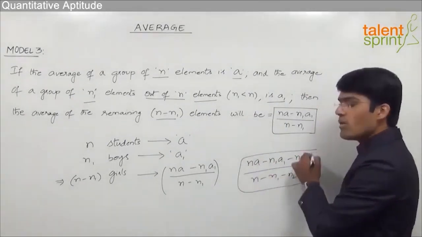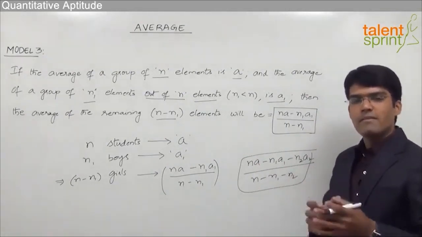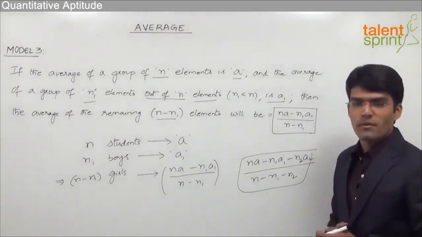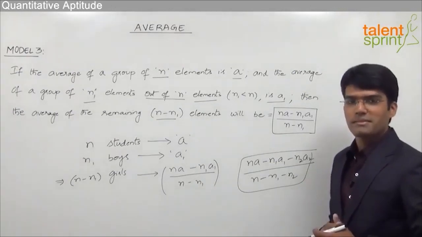So this is how we can always find out the average of the left out group when the average of the remaining groups is given to us and the average of the whole group is also given. Let us now take an example based on this concept.